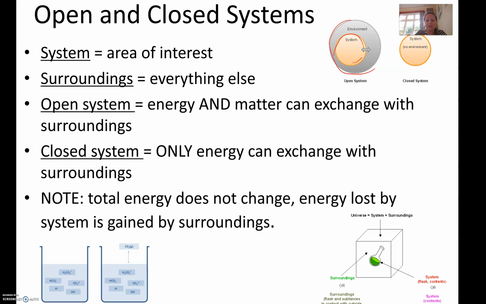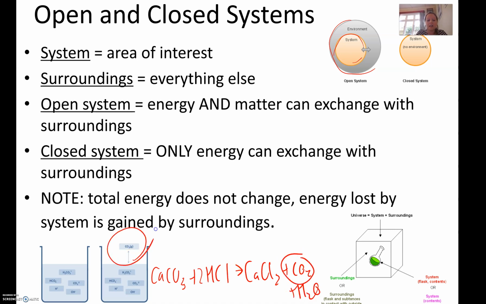An open system is where something can escape. Generally it's got no lid, and it'll be a gas that escapes. You could imagine a beaker with a reaction between calcium carbonate and HCl, which you would have seen many times before. During this reaction, you produce calcium chloride, CO2 and H2O. CO2 is a gas, and if there's no lid, then that gas will escape, and we say that reaction is an open system.